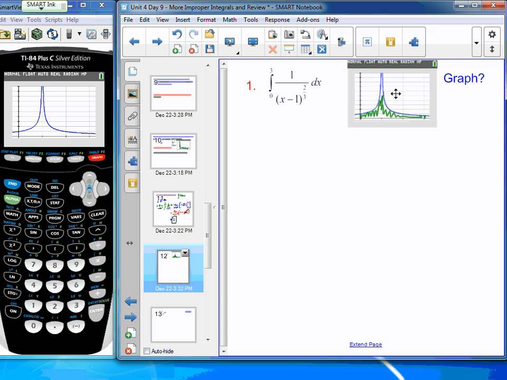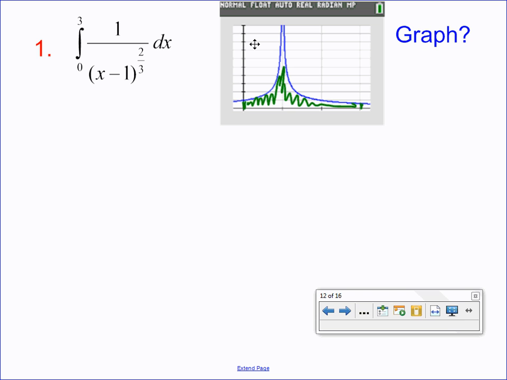So let's go ahead and set up our integral expression and see if we can find it analytically. The difference here is that my problem x value is right in the middle. So what do we have to do? We've got to break it up. And so that's what we did with our warm-up reminder.